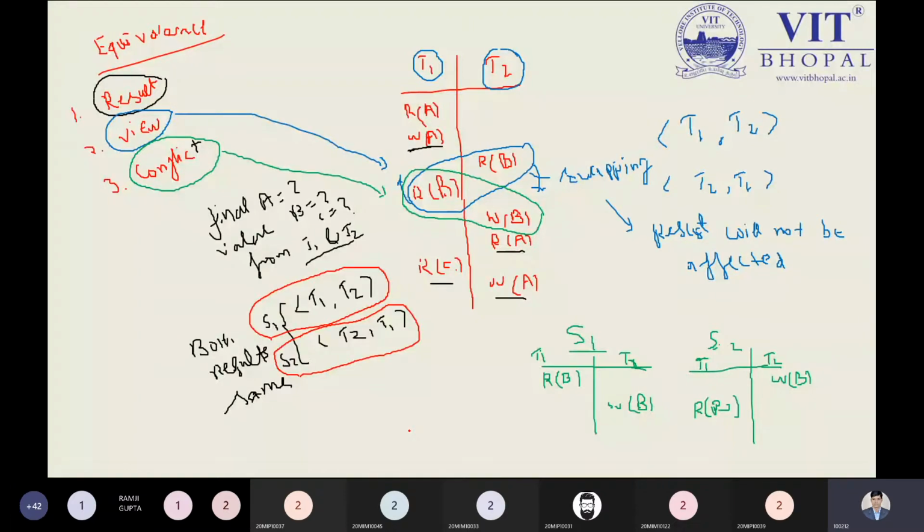Now talking about view equivalence. In view equivalence, what we are doing right now is this: you can observe over here R(B) and R(B), that is two read operations on the data item B from transactions T1 and T2.